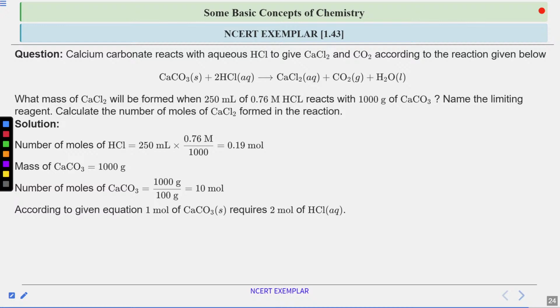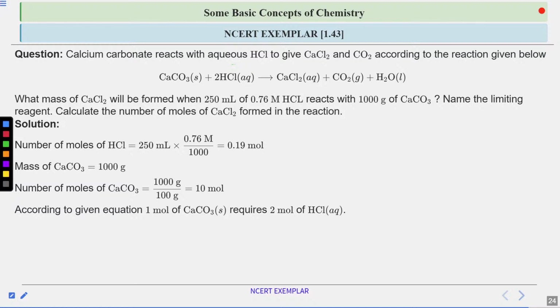What is the next thing? The next thing is to analyze this equation. According to this equation, listen carefully. According to this equation, 1 mole of calcium carbonate requires 2 moles of HCl. Isn't it? It is given in the equation very clearly that 1 mole of calcium carbonate requires 2 moles of hydrochloric acid.